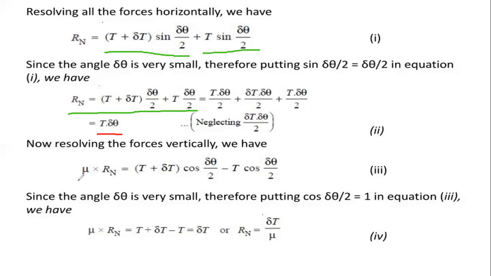So mu into Rn is equal to T plus delta T into cos delta theta by 2 minus T cos delta theta by 2. So it is the same type of equation, but we are adding the negative sign for the cos angle here. That is the only difference from the horizontal forces.